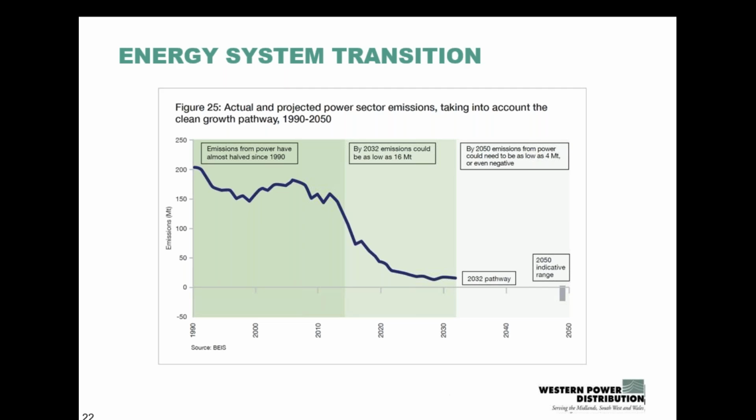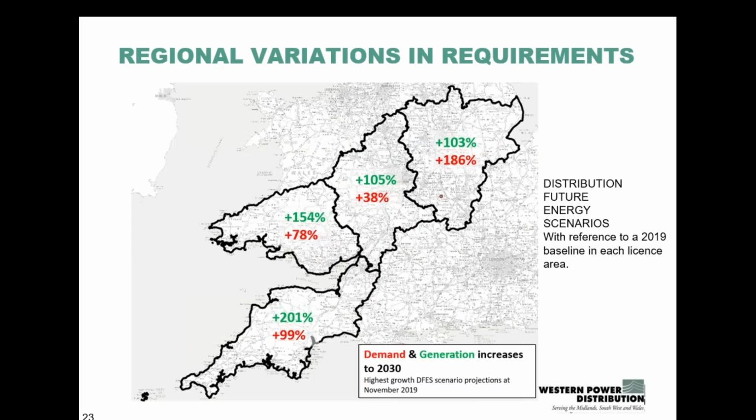So we've made some good progress on decarbonising the energy system to date, but we need to go a lot further, a lot quicker over the next few years to really reach those 2032 and 2050 scenarios. And that will manifest itself quite differently across the different licence areas.